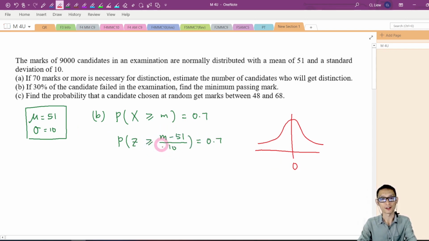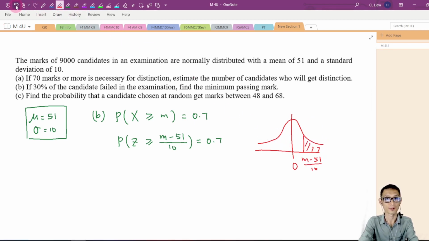Okay, so try to think. Is this one on the left hand side or right hand side? Look at this one, 0.7. If it's over here, it is impossible to get 0.7, right? Because here it is 0.5, and here definitely will be less than 0.5. So we know that M minus 51 divided by 10 is not over here, but here, on the left hand side.